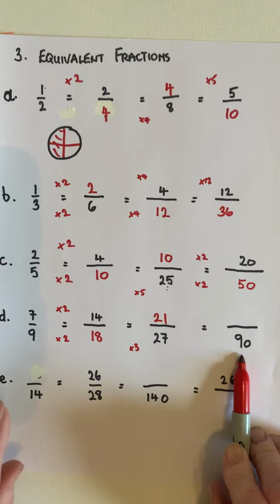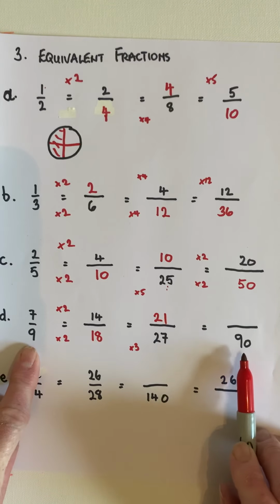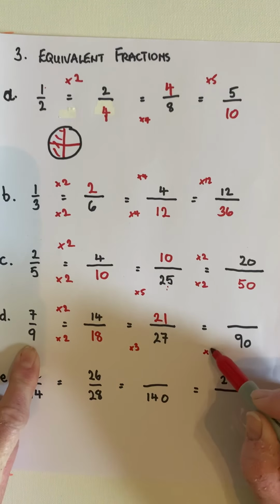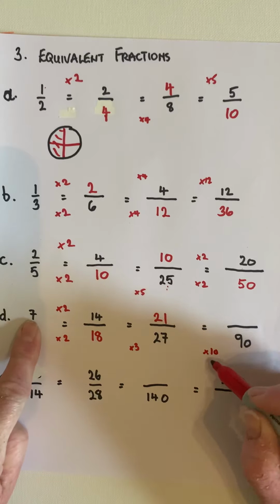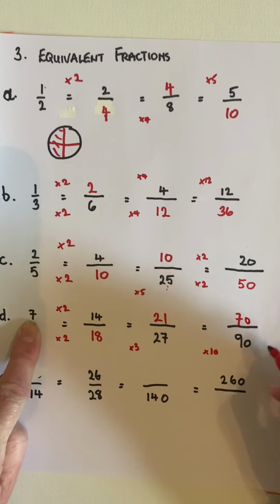Then I'm looking at 90ths. I'm going back to the original. 9 times what is 90? Times 10. So 7 times 10 is 70.